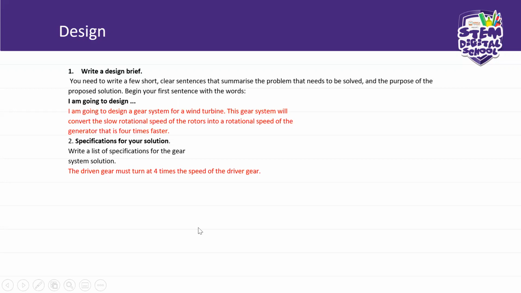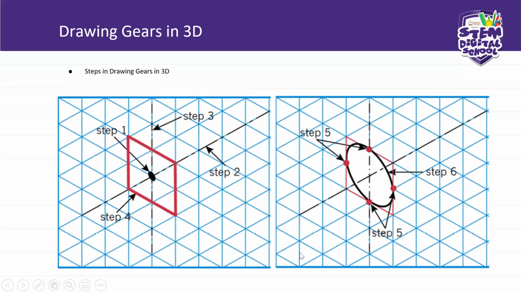Right. I hope you understood that. Mechanical advantage and speed advantage. So let us look at the drawings of gears. Tell me, what type of grid is this? Is it an oblique grid, a square grid, or an isometric grid? What do you call this? Is it an isometric grid or a square grid?